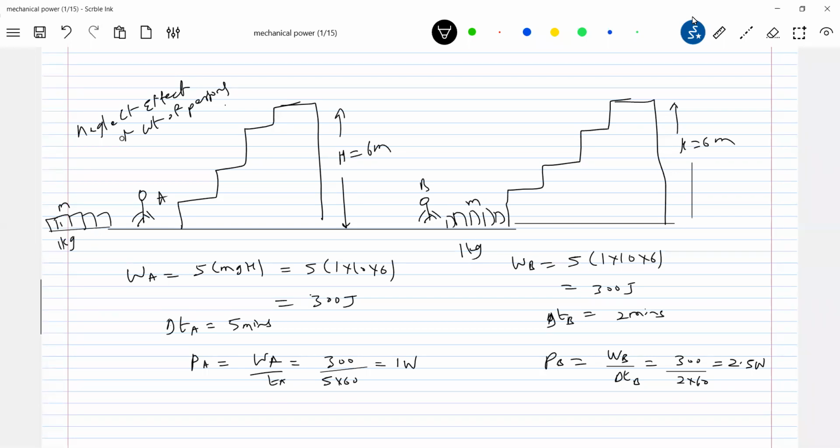Okay, now, who is having more power? Person B, no? He is doing the same work in less time, so he has more power. So for a machine, is the work done by the machine important, or will work done per unit time become important for a machine? Work done per unit time.